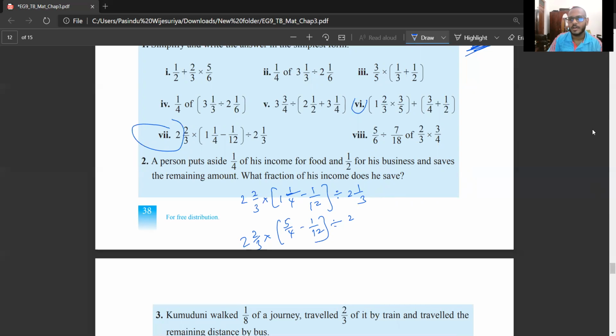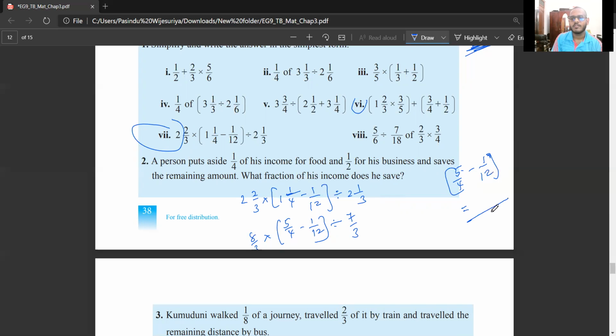Let's work this out right here, then it's easy. Here 2 into 3 is 6, 6 plus 2 is 8, so 8/3. 2 into 3 is 6, 6 plus 1, this is 7. Then we need to take a common factor. We will solve it separately and add it later on.